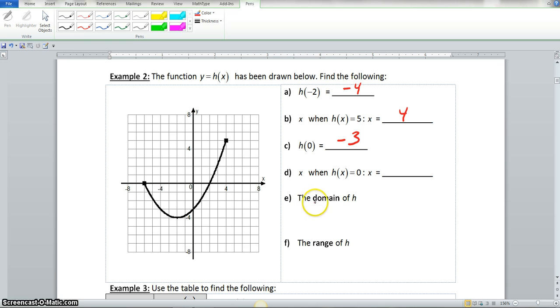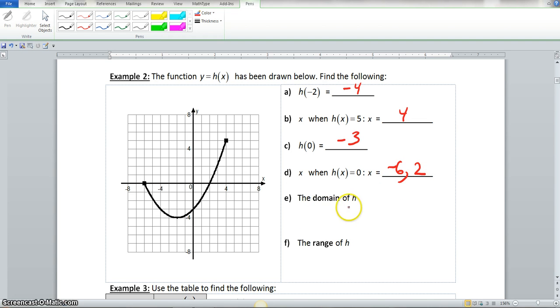Now it says x when h of x is equal to 0. So this is saying wherever y is equal to 0, this is where we find x. Because this is y equals 0, what we're trying to find is the x-intercepts. This is where the graph hits the x-axis. It hits the x-axis at negative 6, and it also hits the x-axis at 2. So that is our final answer for D.